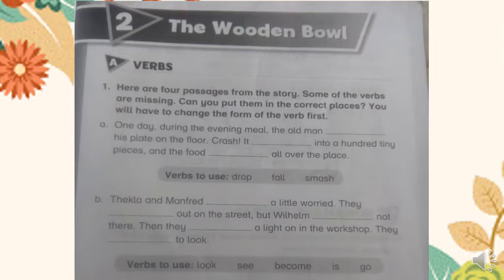So the question is, here are 4 passages from the story. Some of the verbs are missing. Can you put them in the correct places? You will have to change the form of the verb first.